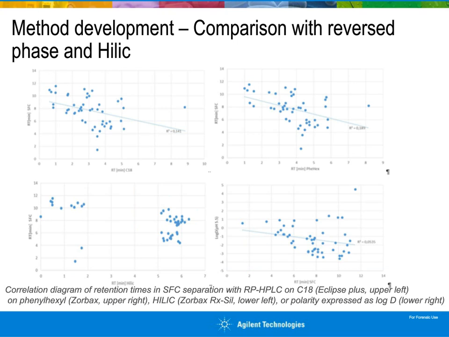you can see we did a kind of correlation between C18, phenylhexyl, and HILIC columns and SFC. So you can see basically there is no correlation, which as a result says you cannot take your reverse phase method and translate it very easily to SFC. There was quite some method development necessary to achieve this.